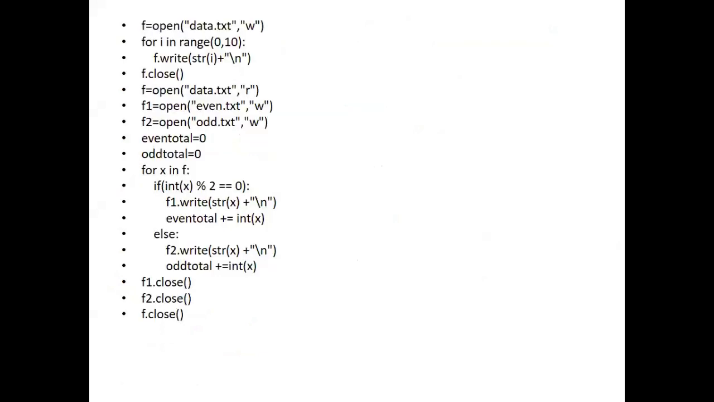So this is the program that we are going to do next. This is how it starts. Again, you have a file data.txt and it is opened in write mode. Then for i in range 0 to 10, you're writing this into a file. So from 0 to 10 is written into the file data, then you're closing it, then opening it in read mode, then you're opening two other files, even and odd, in write mode.